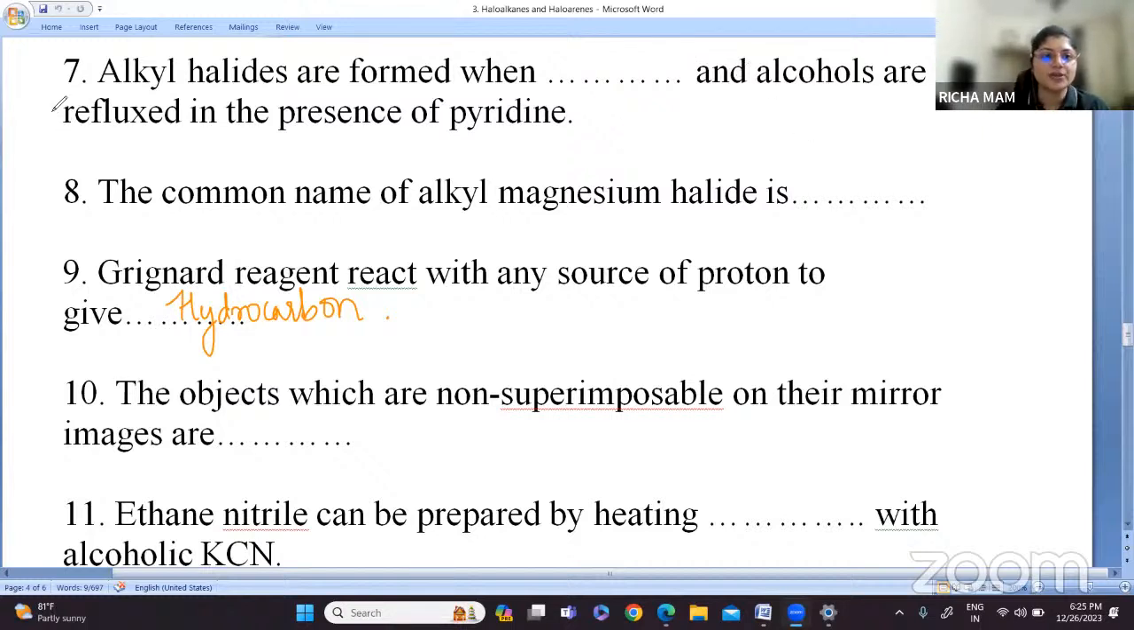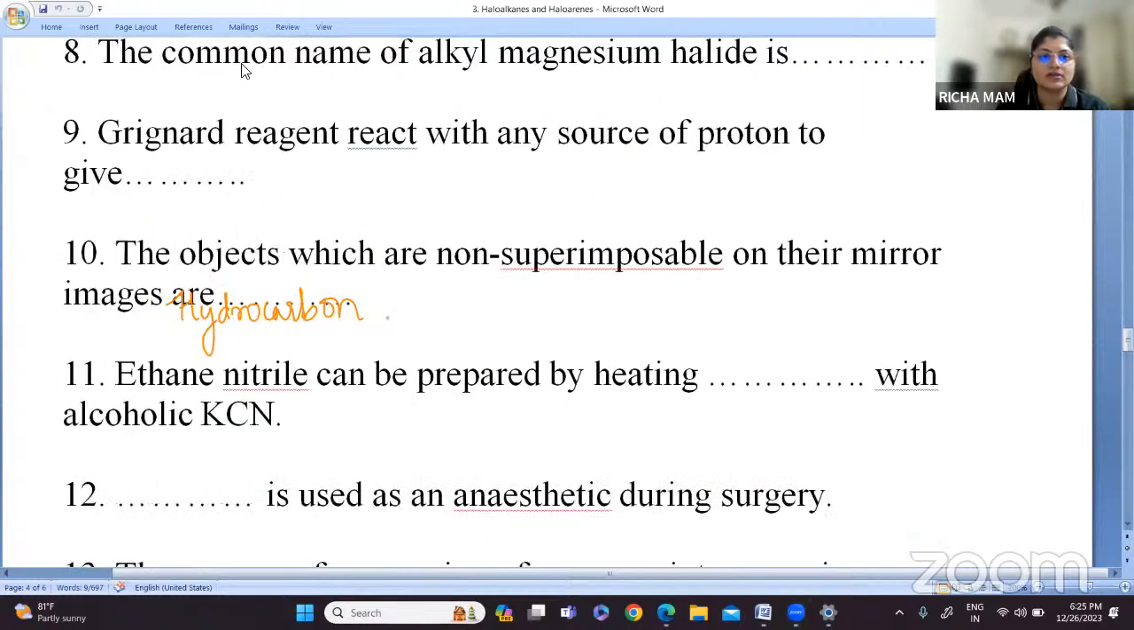What are the objects which are non-superimposable mirror images? What are they called? Yes, students, what are they called? The objects which are non-superimposable on their mirror images are called chiral molecules. Good. So what are chiral molecules? These are molecules non-superimposable on their mirror images. Fine. Good.